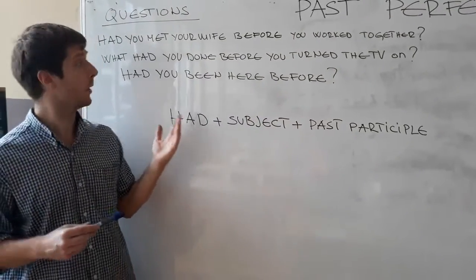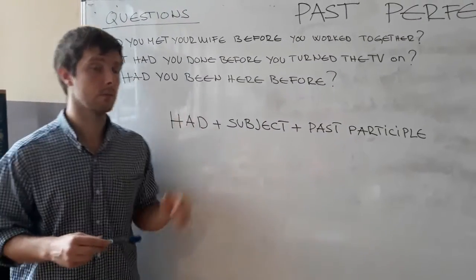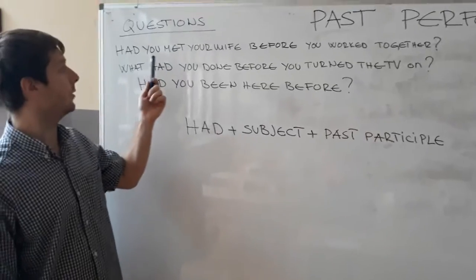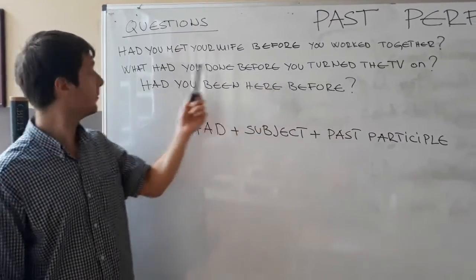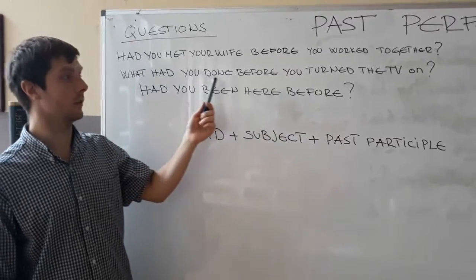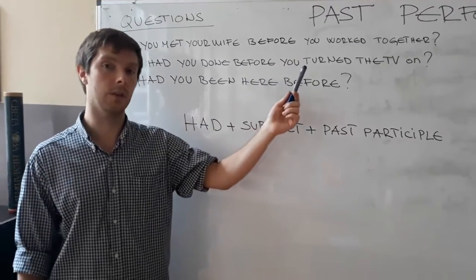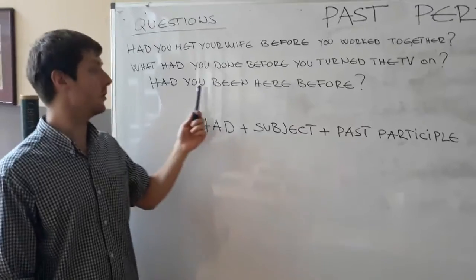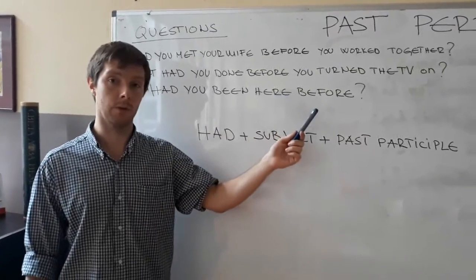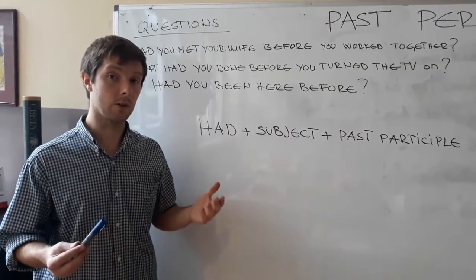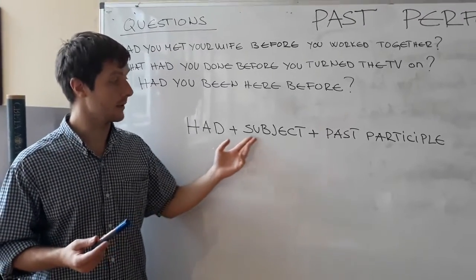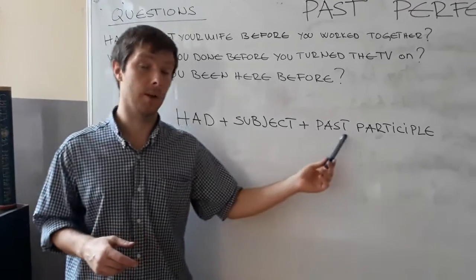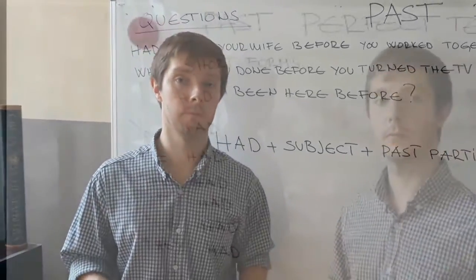Over here, we have some questions. Had you met your wife before you worked together? What had you done before you turned the TV on? Had you been here before? So the structure of the interrogative form is had plus subject plus past participle.